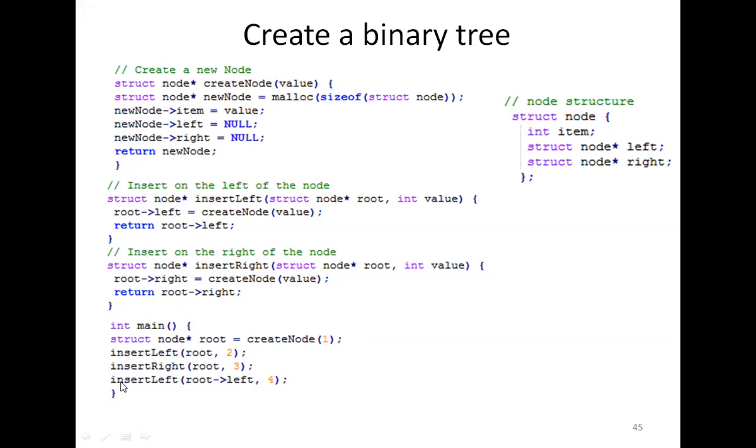Then again we call insert left, the same function. We pass the pointer value, the left child, as the root node, and the value is 4. That means the newly inserted node whose value is 4 will be the left child of which node? Can you tell me? Left child of which node?